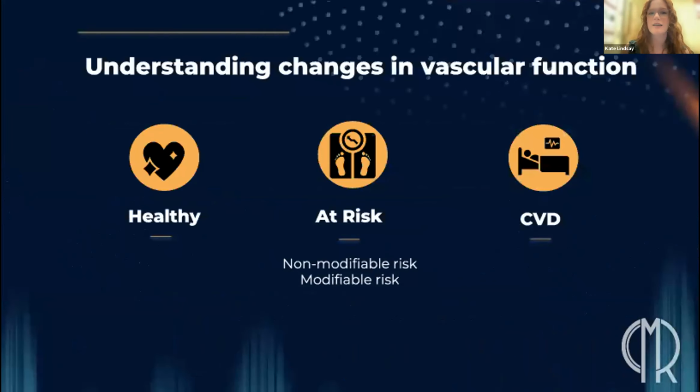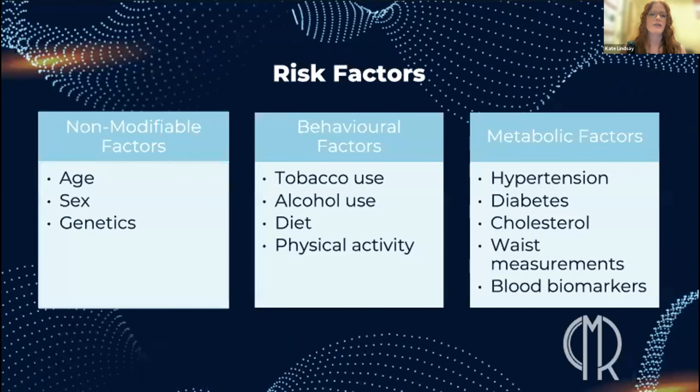So when we think about vascular function, there's not just a healthy state and a disease state, but truly a whole spectrum of variation in between. And a lot of that is based on risk factors that the individuals have. There's multiple different factors, but we can start by discussing non-modifiable factors. So factors that affect everyone, like an individual's age, their sex and sex-based factors, and their genetics.